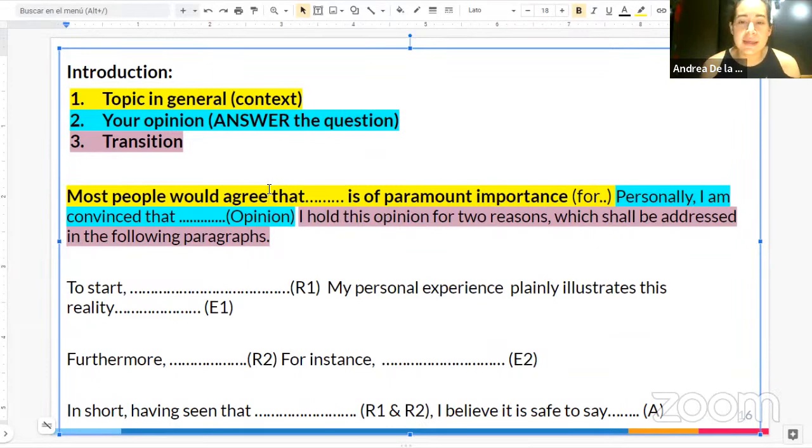So what can we say? Any ideas? What do we do here? How can we complete this sentence? Maybe Micaela, what would you do? What would you write?